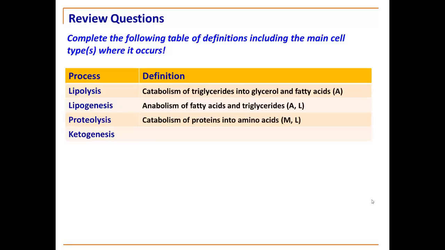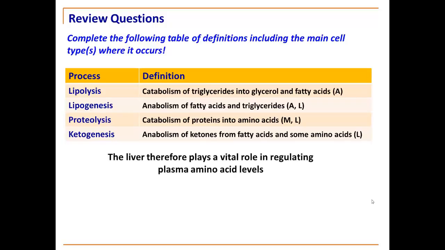Proteolysis, catabolism or breakdown of proteins into amino acids, primarily in your skeletal muscle and your liver, and ketogenesis. This is the anabolism of ketones from fatty acids and some amino acids and takes place in your liver. Remember, the brain can use ketones during that starvation phase as an energy source, as well as glucose. It always requires glucose.